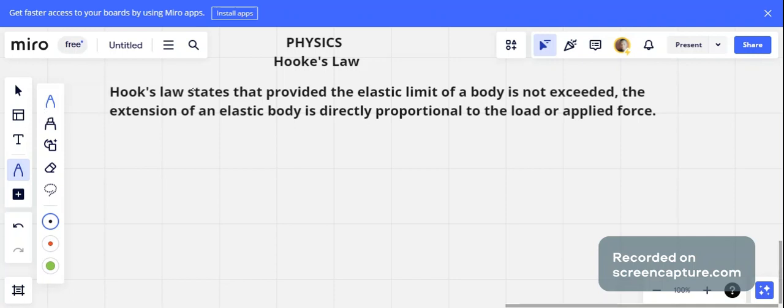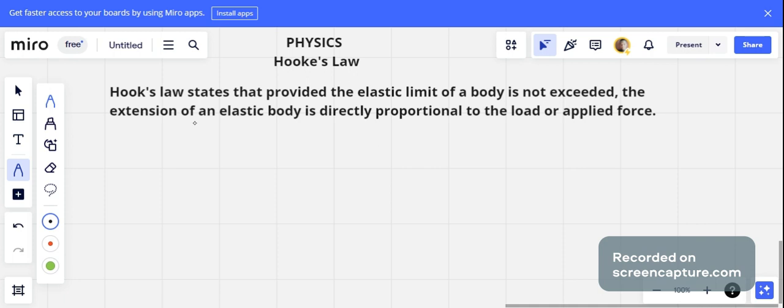So let's look at Hooke's law. What does Hooke's law state with respect to an elastic body? Hooke's law states that provided the elastic limit of a body is not exceeded, the extension of an elastic body is directly proportional to the load or applied force.